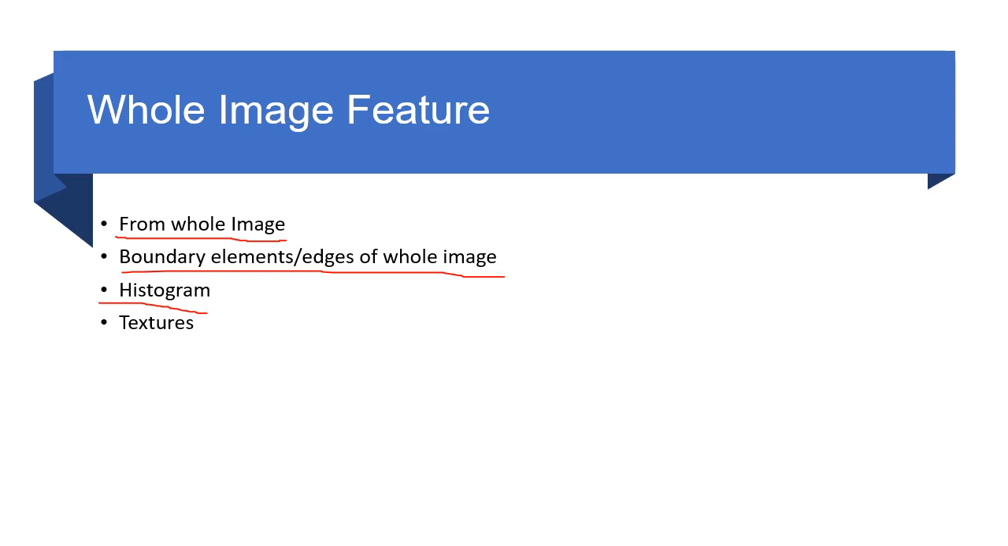Histogram could also be used to represent the whole image. For example, for image retrieval, represented by the global histogram, it means that we are looking at the color distribution only, and the histogram is assumed to be able to distinguish one image from the other. Texture we have discussed before. So basically, for the whole image features, we extract the features from the whole image, which makes life simpler because we don't have to segment and so on.